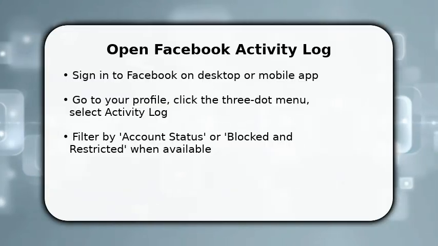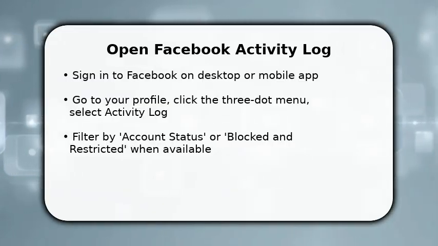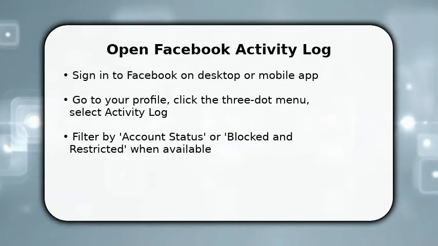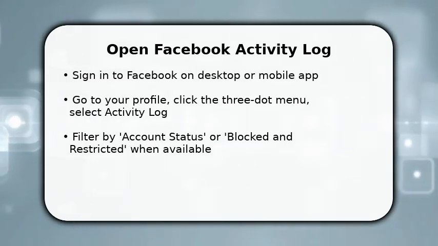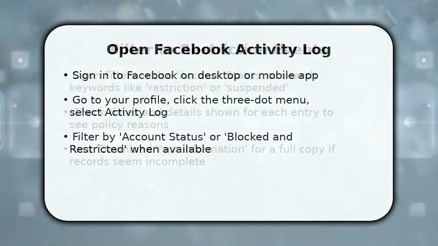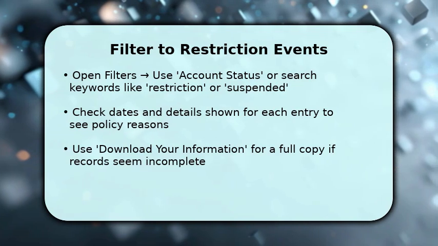You want to find the filters next. Activity Log contains categories for posts, interactions, and account actions. Filtering narrows the view to restriction-related items so you can spot any history quickly. Once in Activity Log, apply filters.